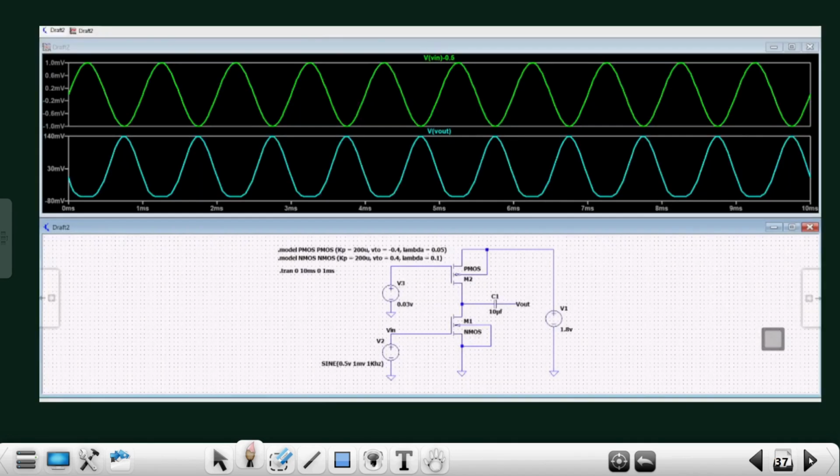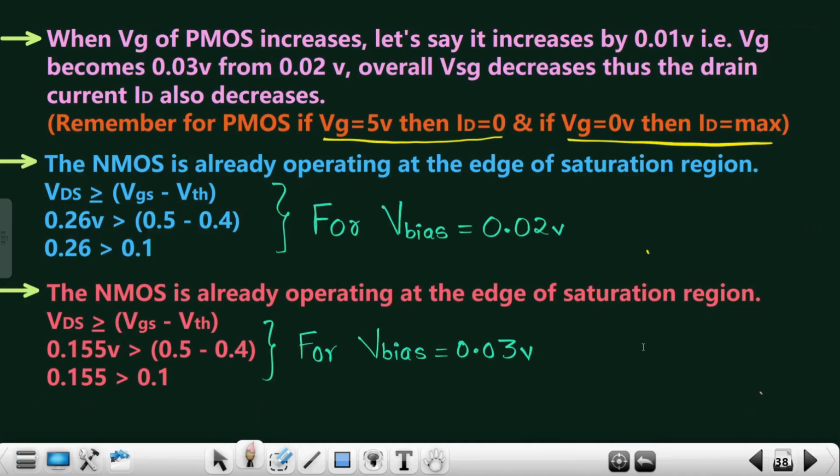ID should decrease. And this is what I have mentioned over here. ID decreases as Vg increases, right? As Vg increases by 0.01 volts, this is what we are experiencing over here.